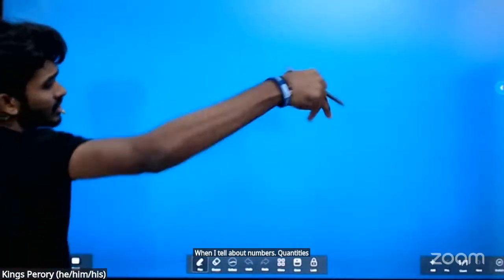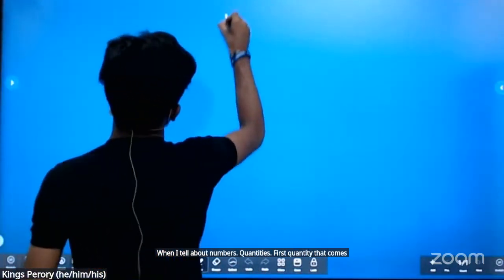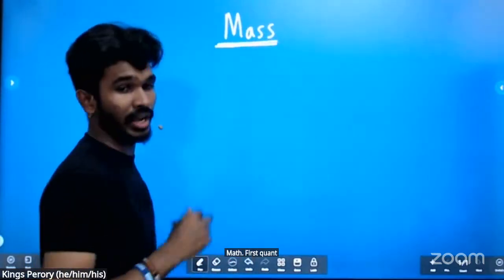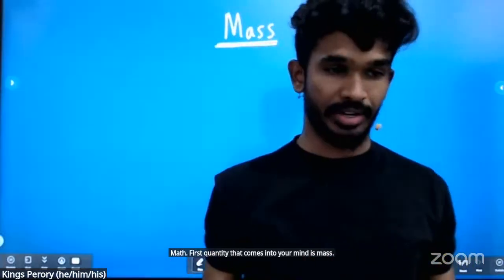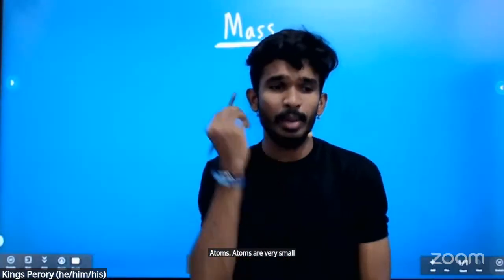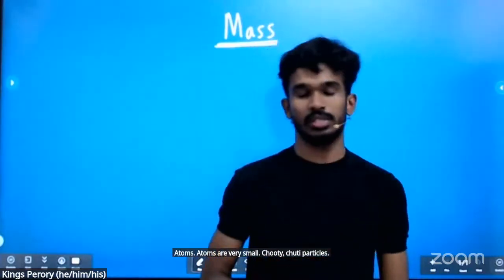Now, when I talk about numbers, quantities, the first quantity that comes to your mind is mass. Now, atoms. Atoms are very small, tiny particles. Molecules, even molecules are very small. My molecules are made of several atoms together, but still, they are also very small, very tiny.